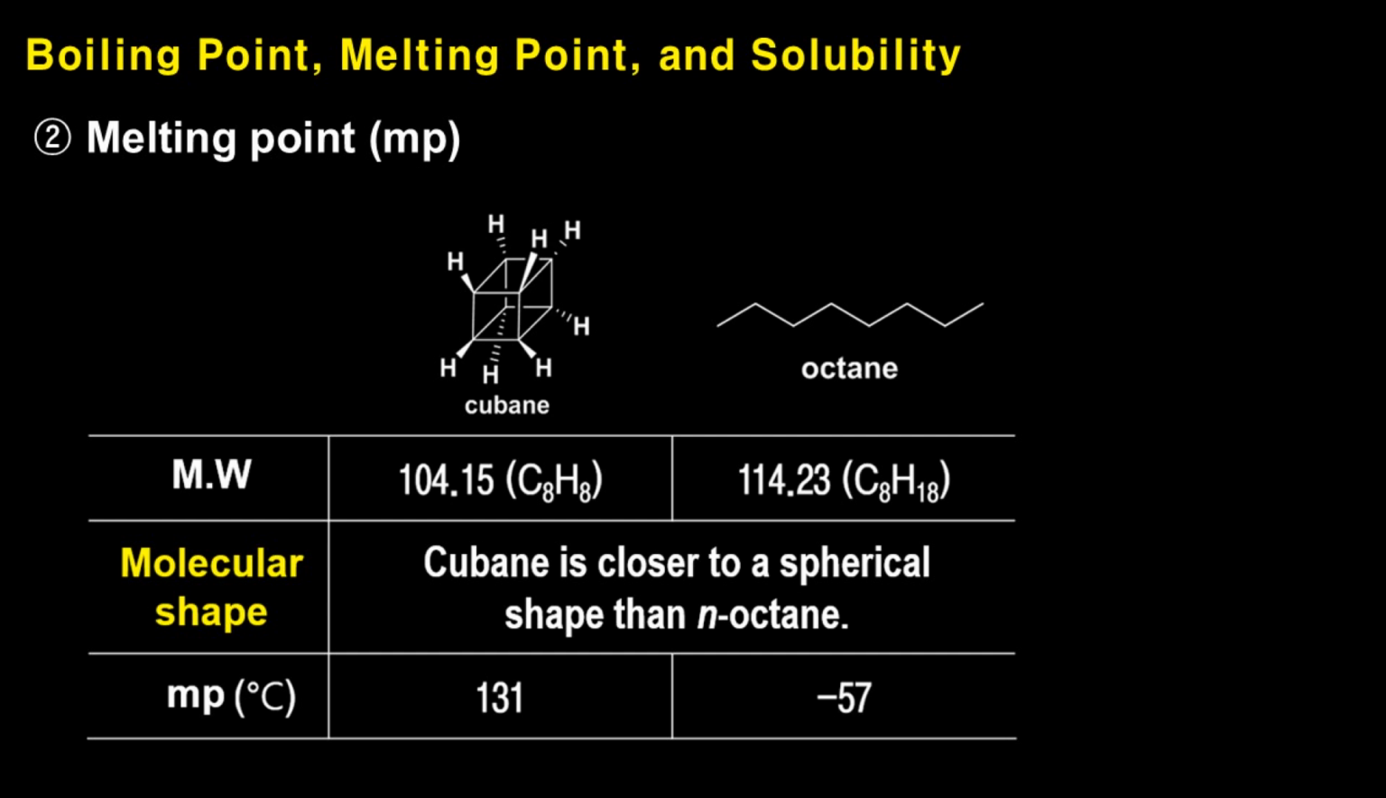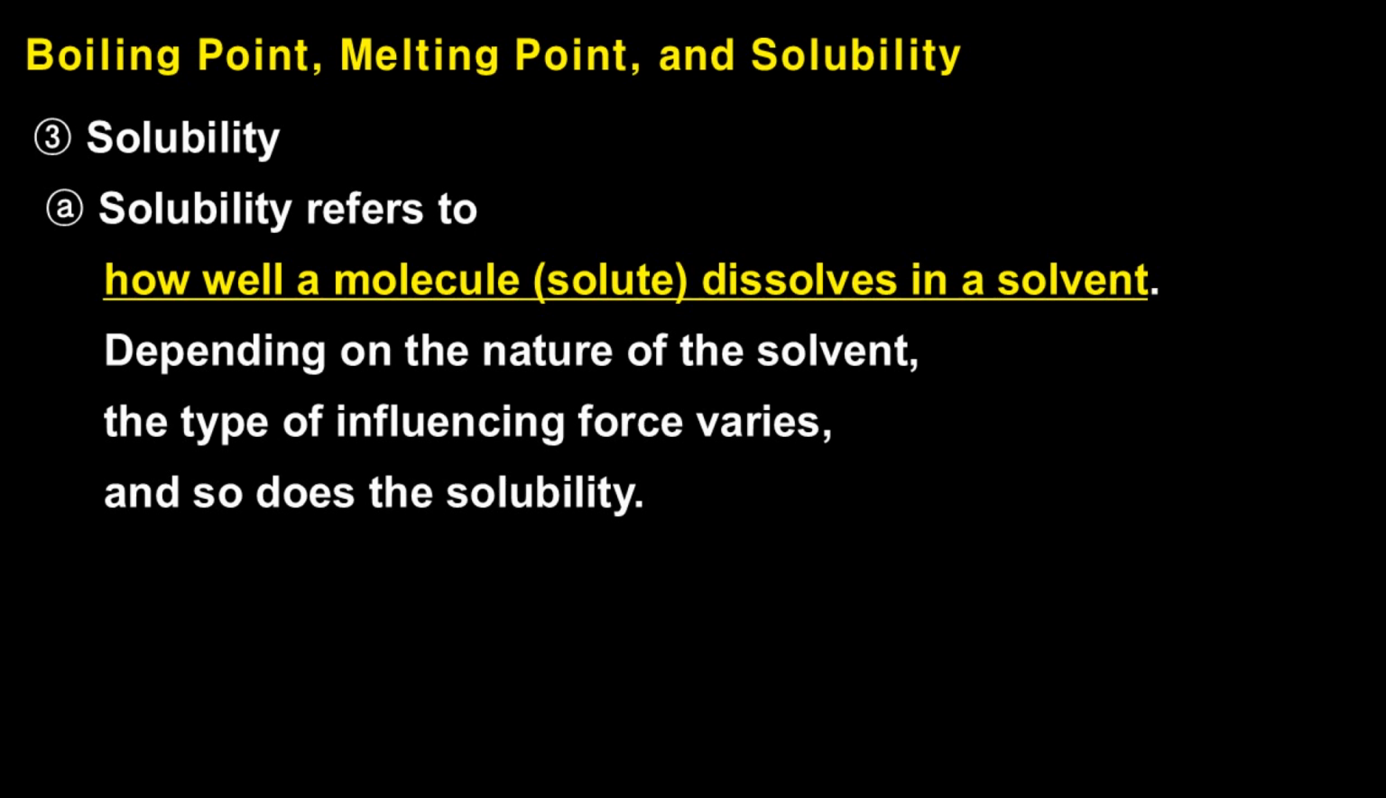So these examples really drive the point home. Molecular shape matters a lot when it comes to melting point. The more symmetrical the molecule, the better it packs, the stronger the lattice, and the higher the melting point.